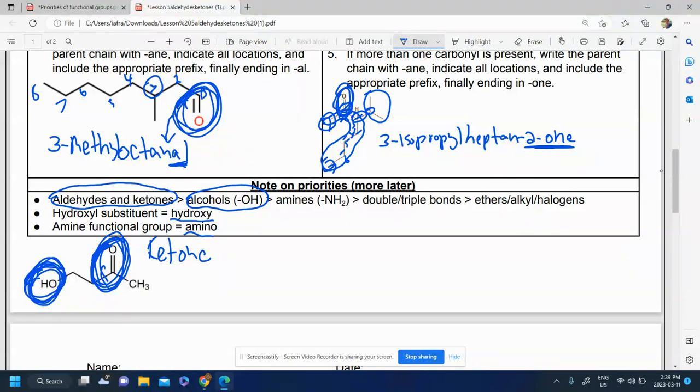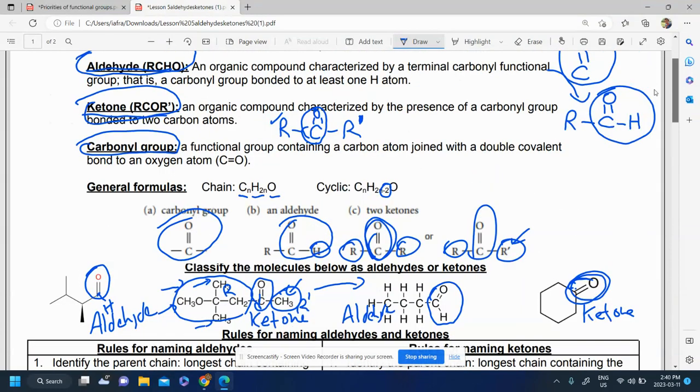So we have 1, 2, 3, 4. That was done because we want to give the lower number to the higher priority. You'd like to give the lower number to both, but if you went the other way, the ketone would have a very high number compared to what it could have here. So our hydroxy group is on carbon number 4. So we have 4-hydroxy, and it's butan-2-one. Butan-2-one.